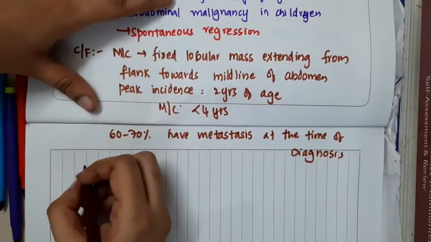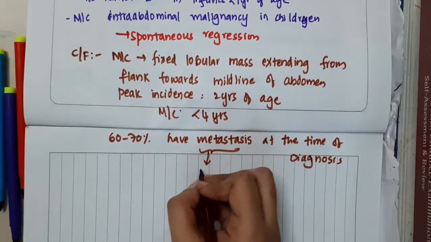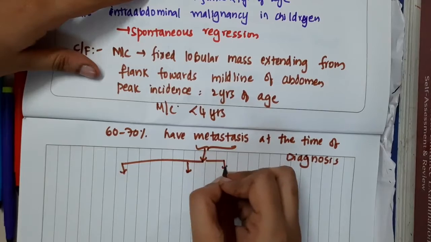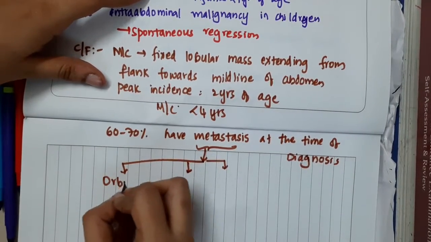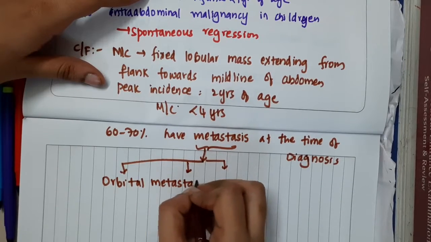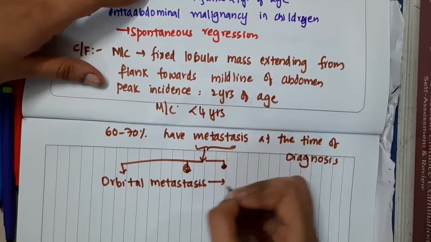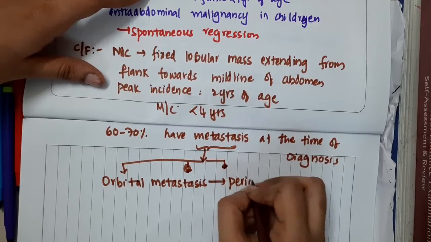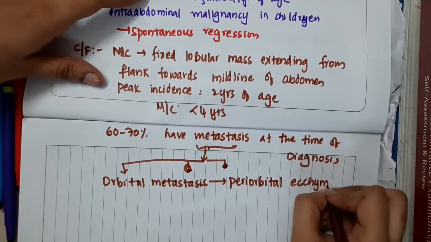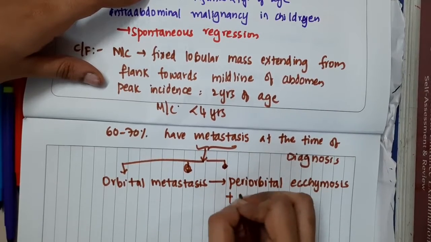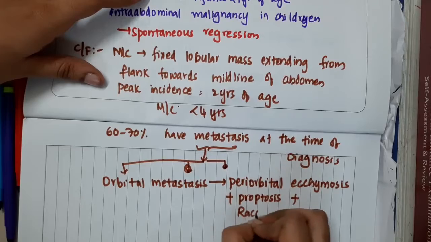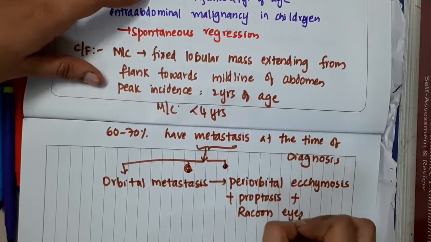So what are the metastases? Orbital metastasis can be seen. In orbital metastasis we have periorbital ecchymosis, plus proptosis, plus raccoon eyes.